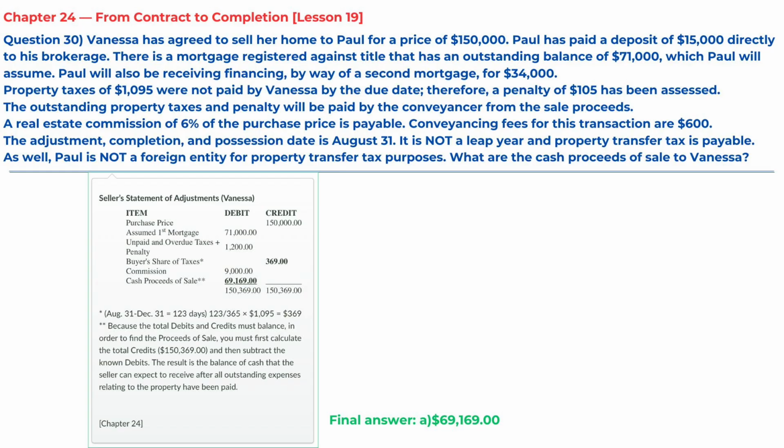August 31st to December 31st equals 123 days. 123 days divided by 365 days times $1,095 equals $369. Because the total debits and credits must balance, in order to find the proceeds of sale, you must first calculate the total credits, $150,369, and then subtract the known debits. The result is the balance of cash that the seller can expect to receive after all outstanding expenses relating to the property have been paid.